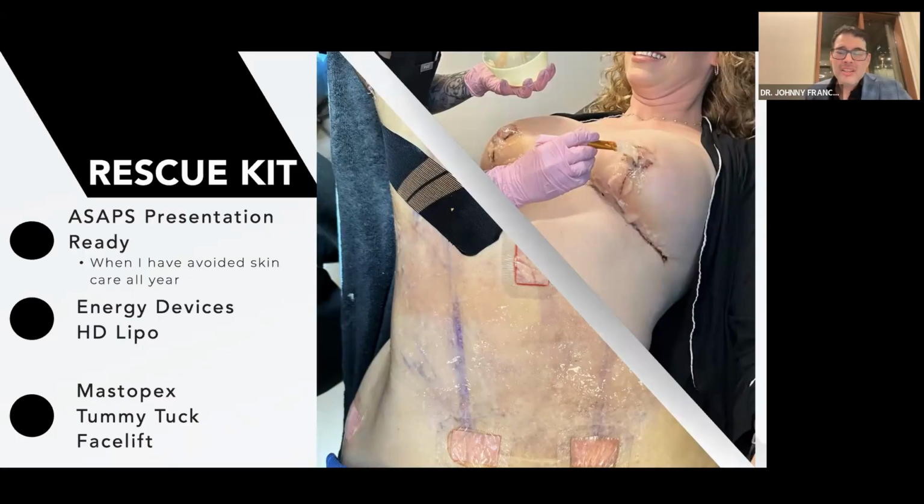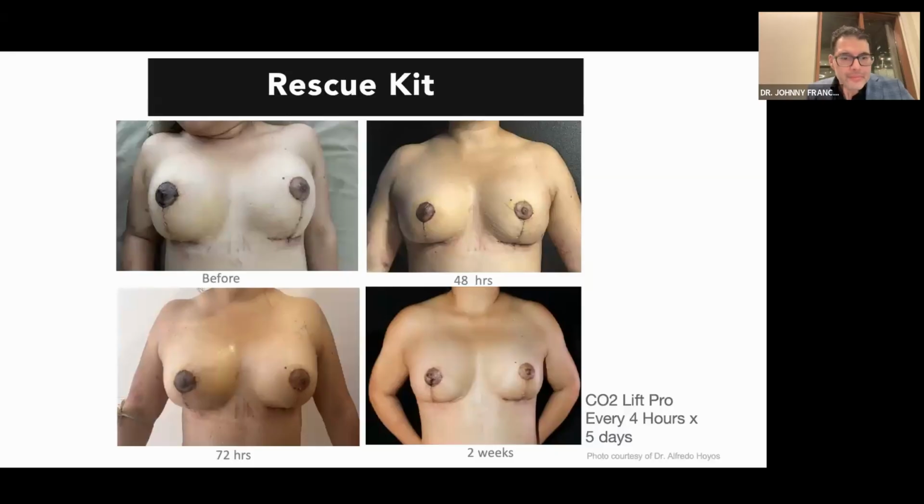And then, like I said, we've definitely evolved to using it as a rescue kit for some of our mastopexies, tummy tucks, and facelifts, especially behind the ears and some of these areas where we struggle. Again, most of them do fine, but just these little spots that drive you crazy when they overall look great and can really eat up time and hinder the experience a little bit.